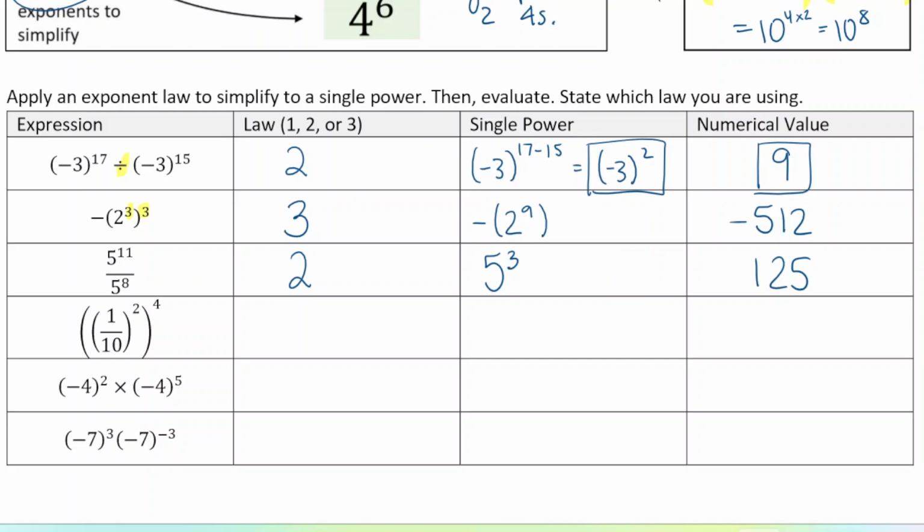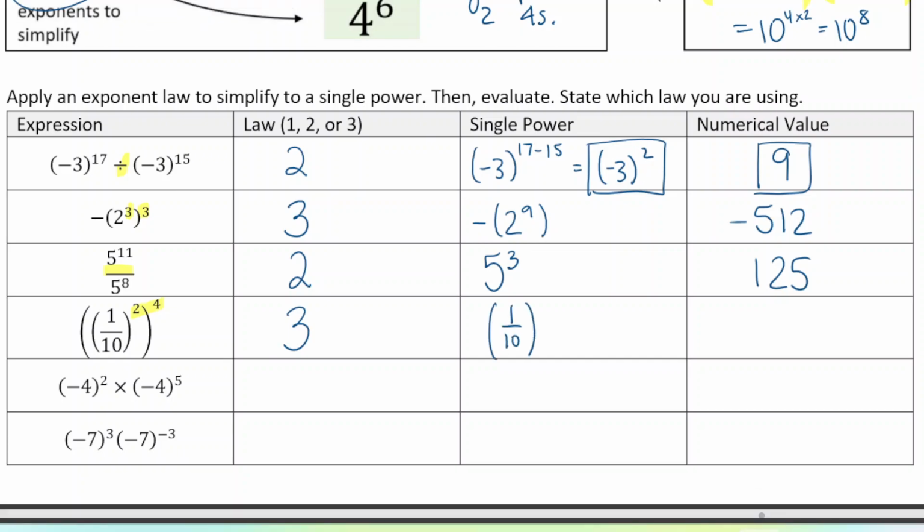Here we have a power of a power. So we're going to multiply. So we're using law number 3. And it's going to be 1 over 10 to the power of 8. And so that is 1 over, and then 1 with 8 zeros, 100 million. 1, 2, 3, 4, 5, 6, 7, 8.